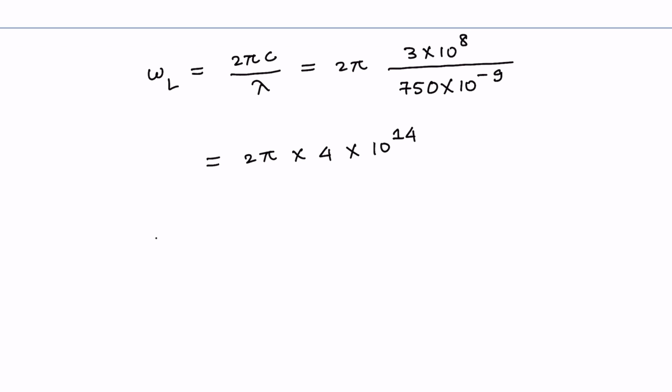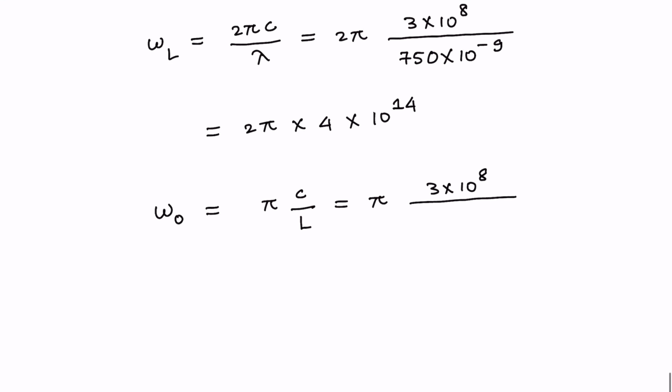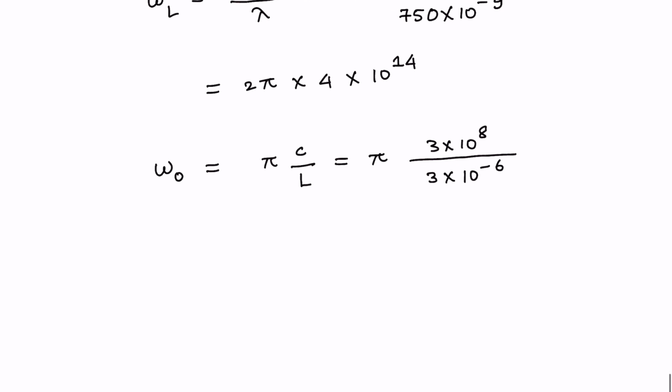Now let me find out what is the cavity resonance frequency omega 0. We know the resonance condition for a given mode, that is omega 0 is equal to pi into c divided by the length of the cavity. So c is 3 into 10 to the power 8. L is equal to 3 micrometer. That means 3 into 10 to the power minus 6 meter. So this gives me pi into 10 to the power 14.